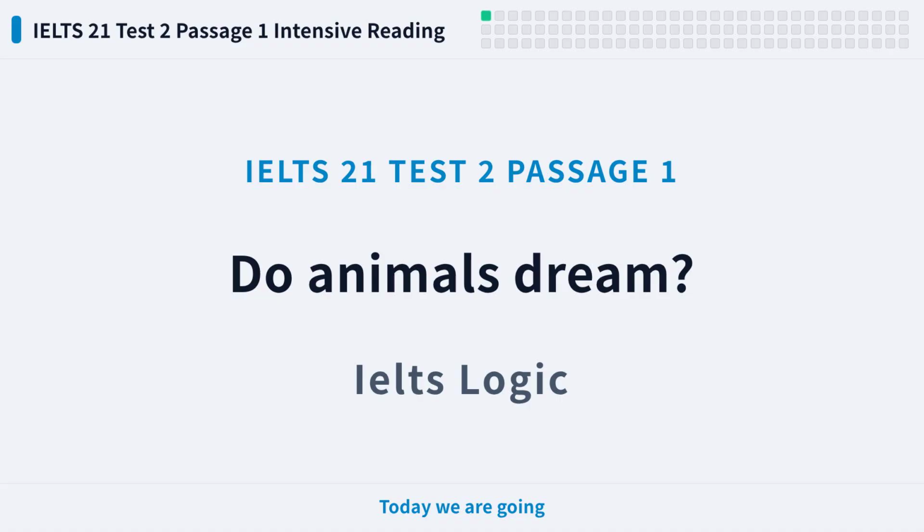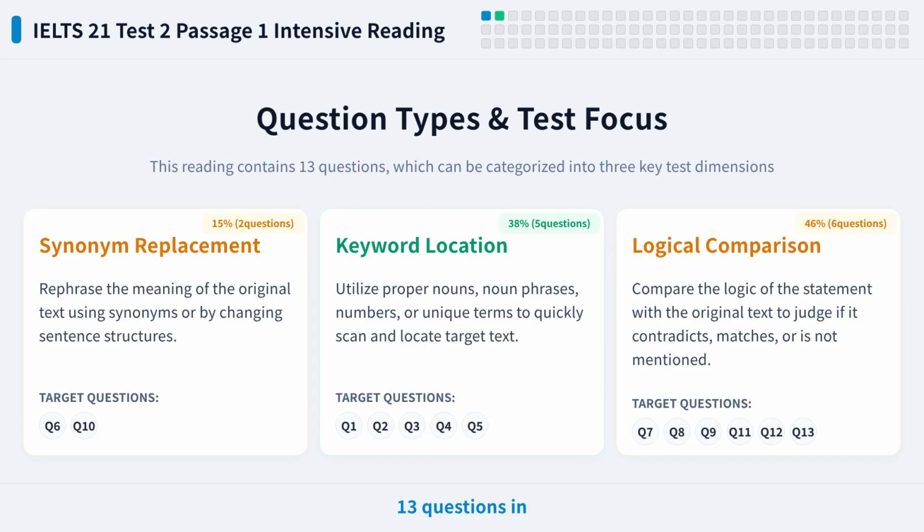Today we are going to study IELTS 21 Test 2 Passage 1, Do Animals Dream? This passage has 13 questions in total. The first 5 are table completion questions, and the last 8 are true or false questions.